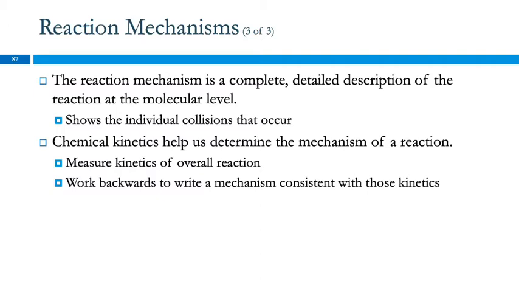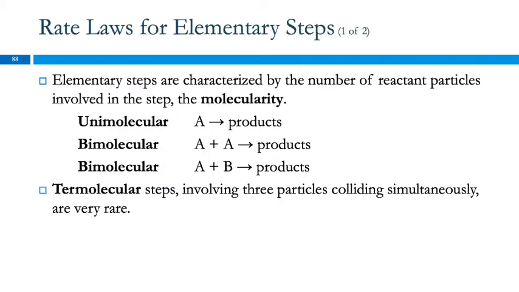So we can use chemical kinetics to help us figure out the mechanism of a reaction. If we measure the kinetics of the overall reaction, we can often work backwards to write a mechanism that's consistent with the kinetics. And that may end up being the correct mechanism, or maybe not. So the elementary steps are characterized by how many particles are involved in the step. It's called the molecularity. How many molecules are involved? Now, by molecules here, we're really meaning particles.